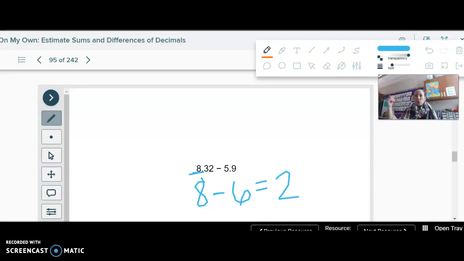And this will come into play when we actually find actual answers and say, was my answer close to 2? If not, I must have subtracted wrong. So it's a good clue.